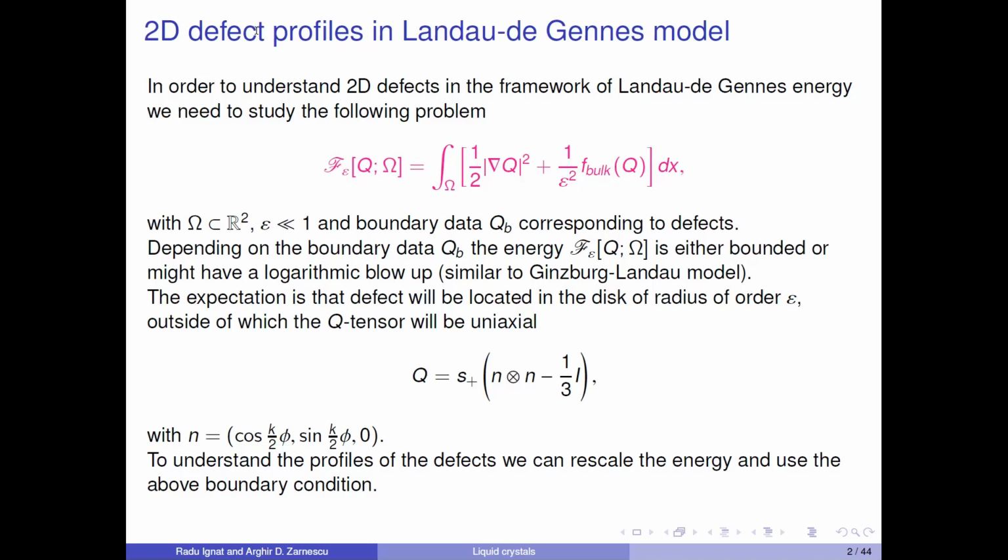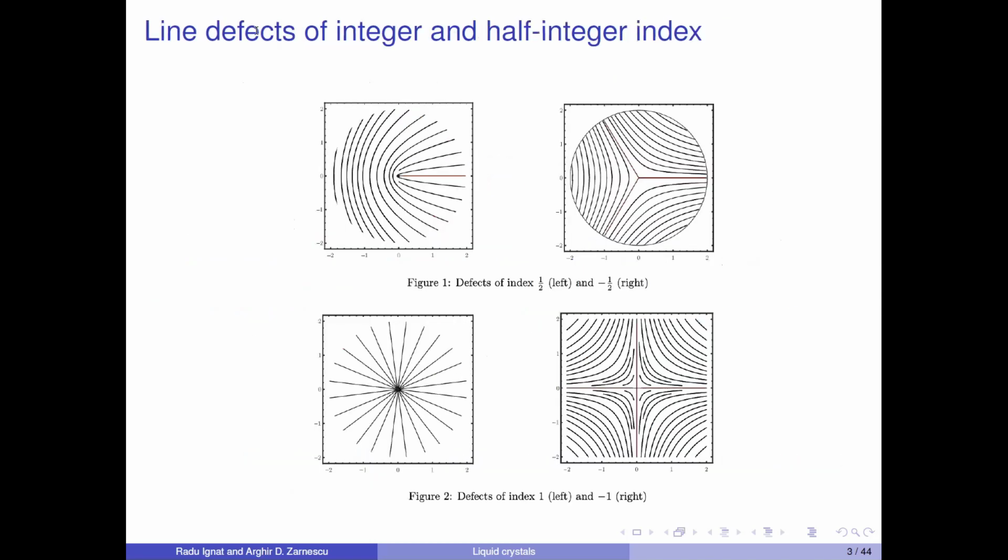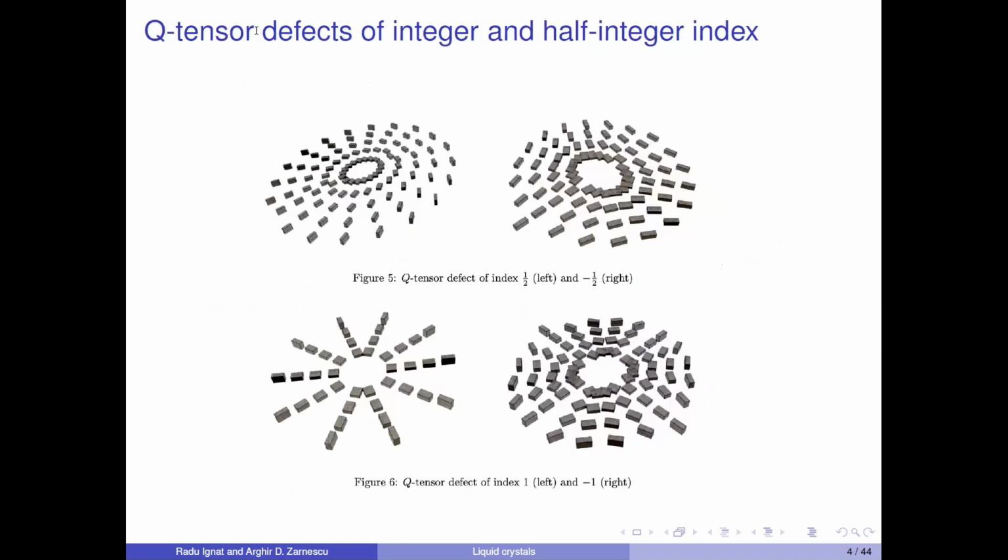Okay, so these are how the profiles look like. These are the index 1/2 defects. These are the ones that we describe in terms of line fields, and these are the index 1, or -1, that can be described in terms of vector fields as well, right? So you can put arrows in a consistent manner on all these lines. And then there are the corresponding Q-tensor versions of those images, which is really what we are studying.